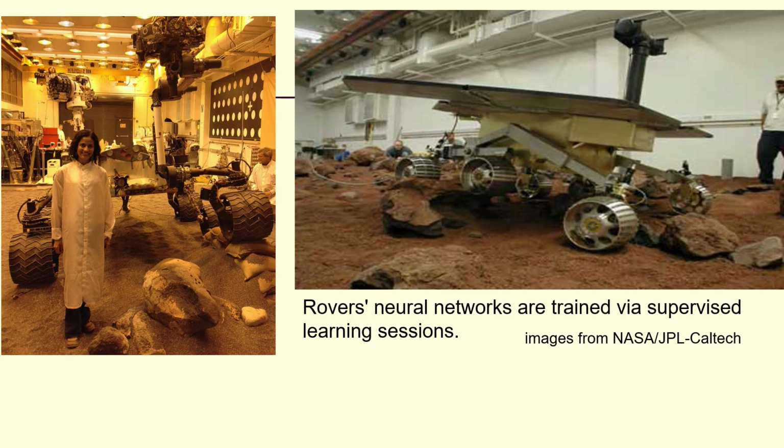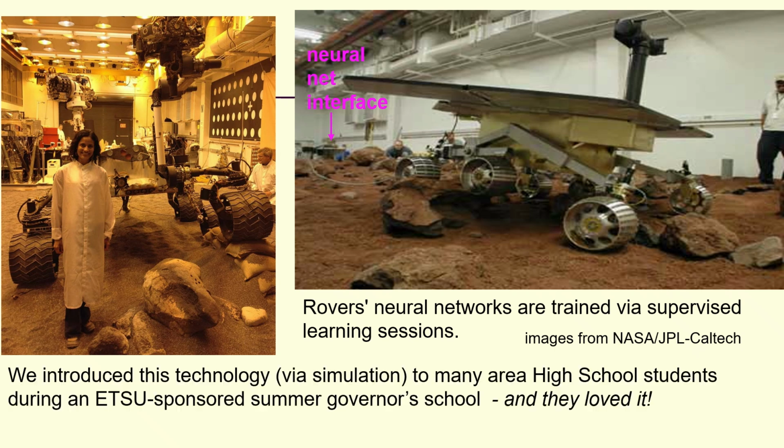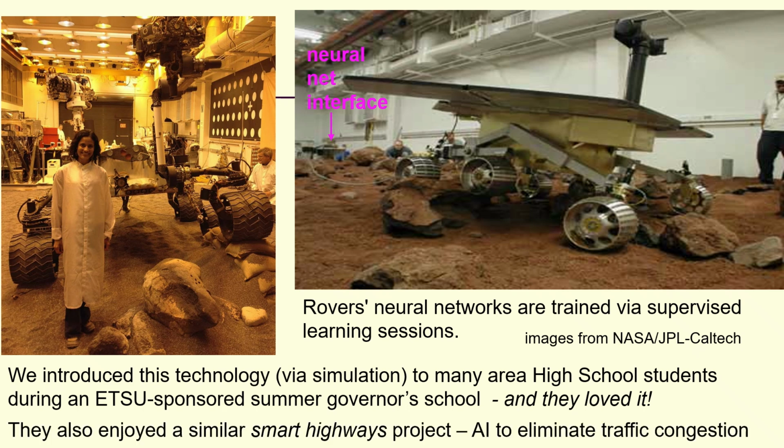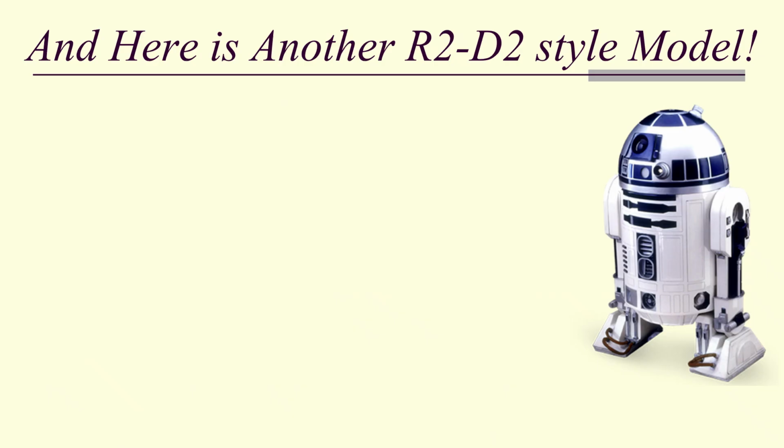Here's a rover's neural network training session. So you can see they mock up the Mars landscape, and then they actually have the neural network in a computer. And once it's fully trained by this model, the neural network is uploaded into the rover that's sent to Mars. We actually did this with some area high school students. They really liked it. We also did a smart highways project, AI to eliminate traffic congestion.